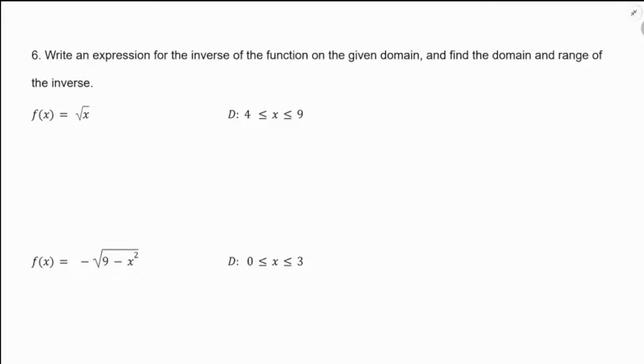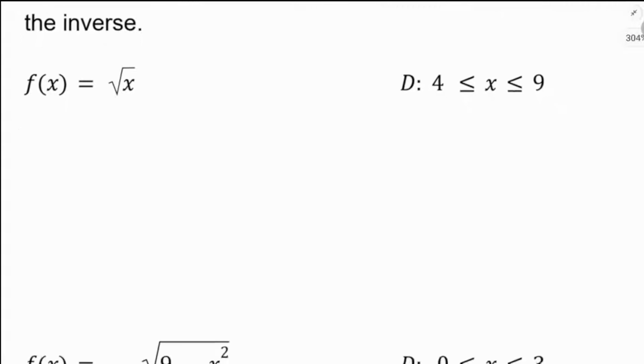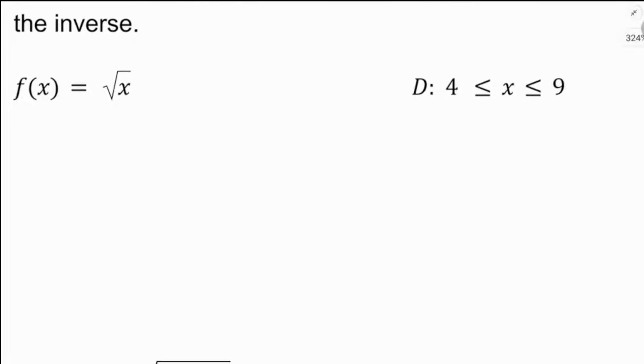Right, write an expression for the inverse of the function on the given domain and find the domain and range of the inverse. Okay, great, like this. All right, so if we're dealing with an invertible function, it's either strictly increasing or strictly decreasing.